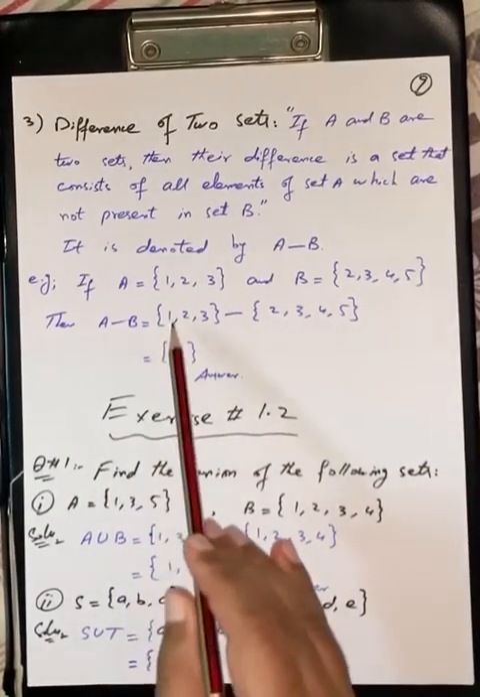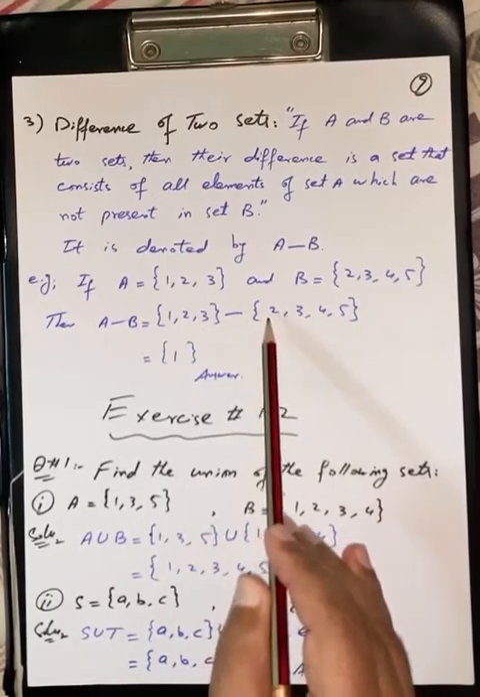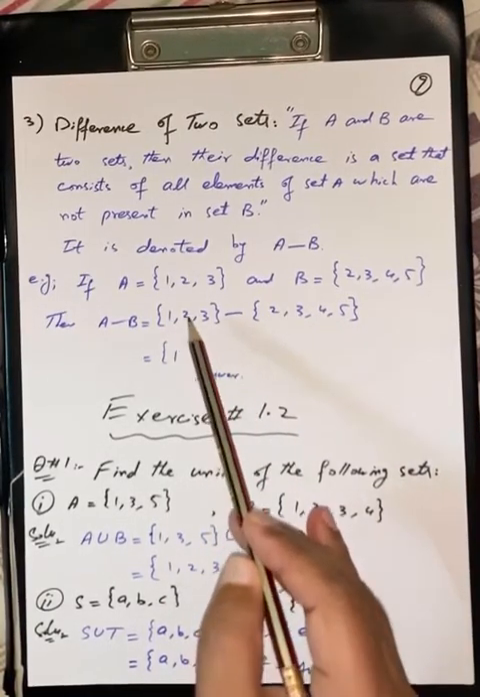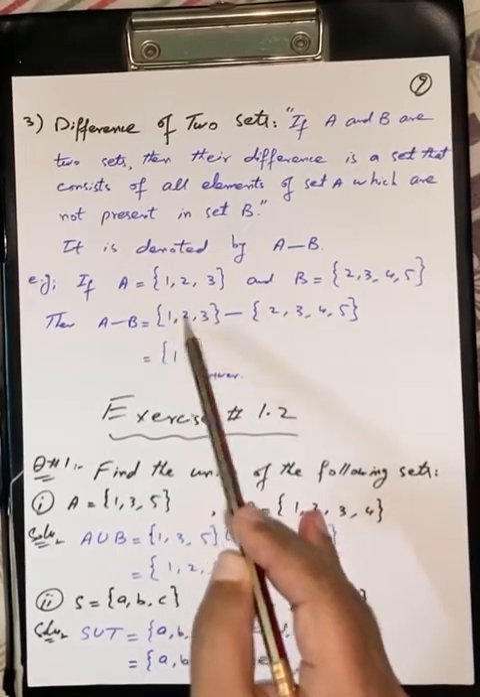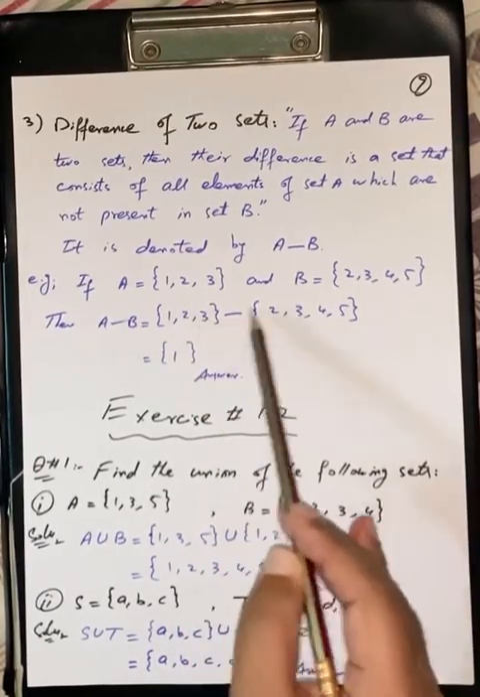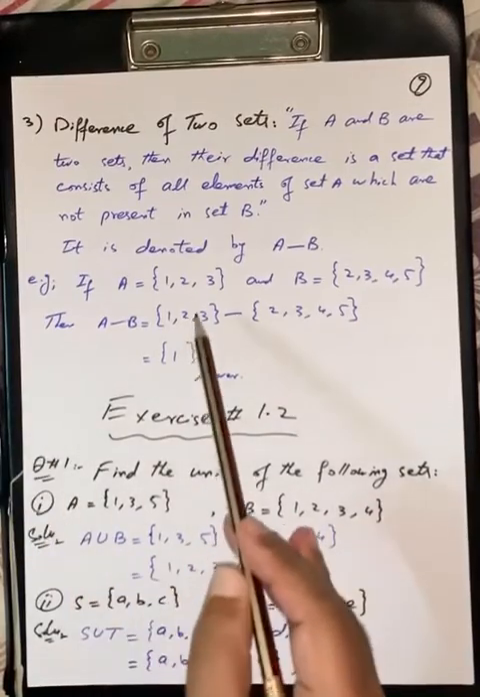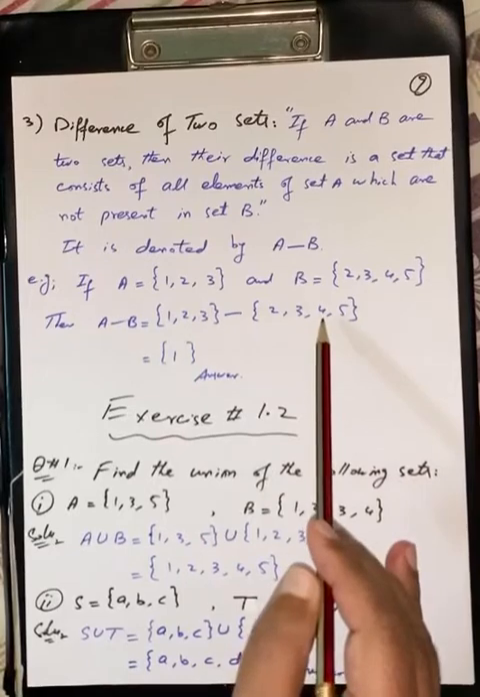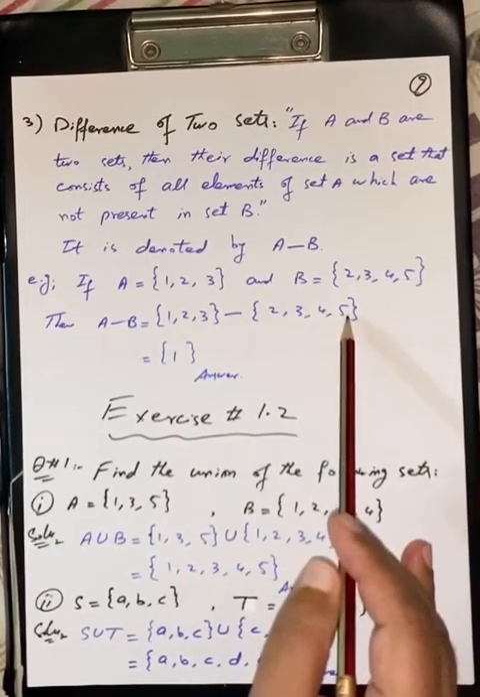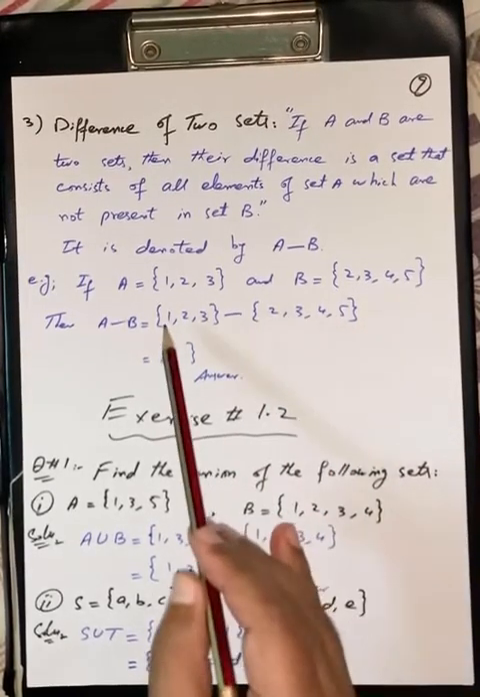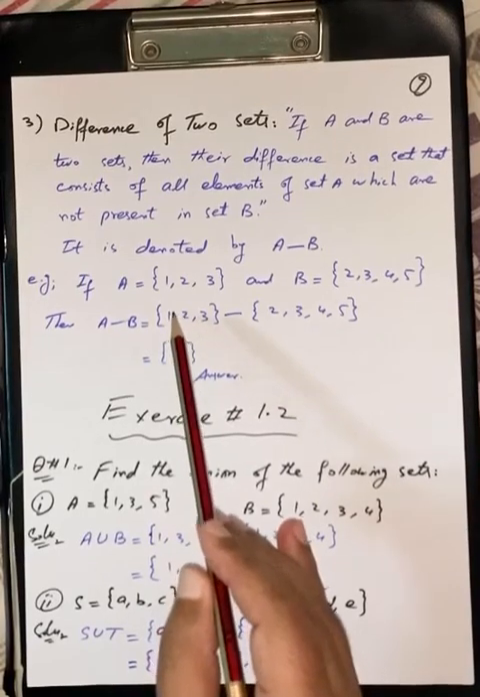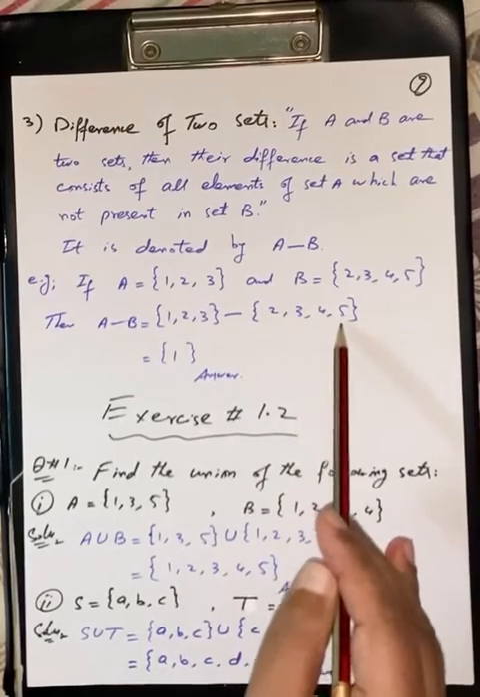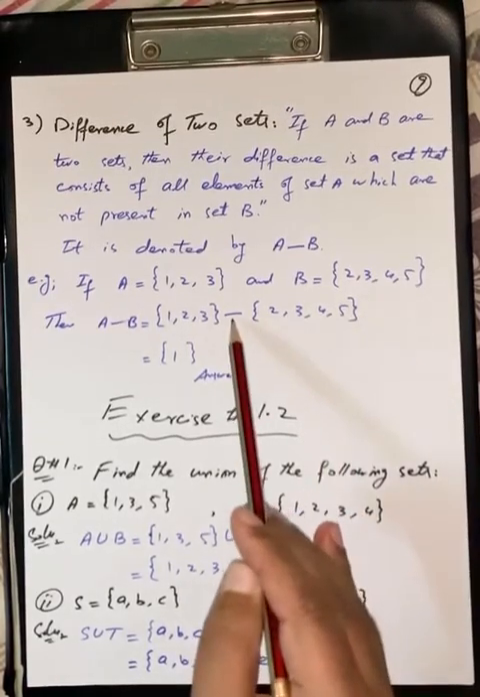So set A's elements 1, 2, 3 and set B's elements 2, 3, 4, 5, with minus between them. See that 2 cancels with 2, 3 cancels with 3. So in the first set, what is left behind? 1. In the second set, 4, 5. You all know that what is left behind in the first set, we write as the answer. In the second set, we cannot choose in difference.